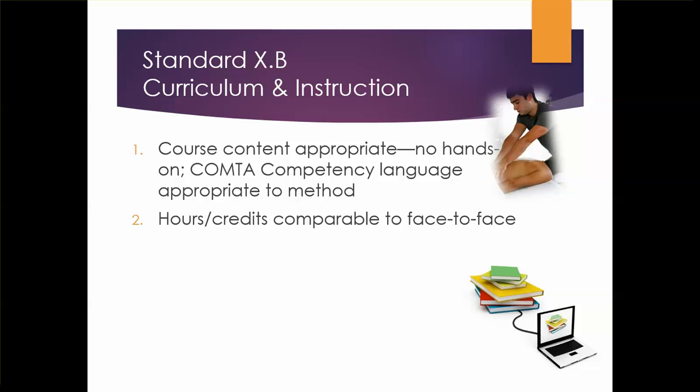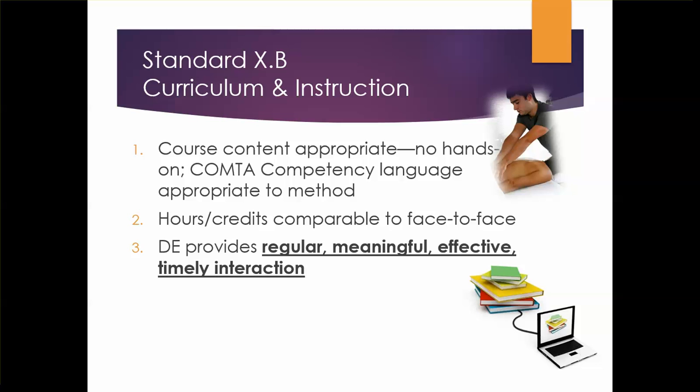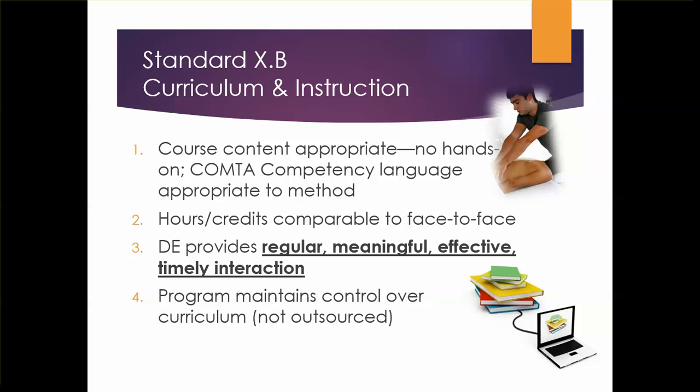The hours and credits that you assign to the online course or portion of the course should be comparable to the face-to-face time. And distance education absolutely must provide regular, meaningful, effective, timely interaction between students and faculty. This is one of the most important things that they'll be looking for. And the program must maintain some control over the curriculum. So if you're using a third party, it can't be completely outsourced. You do need to be able to adjust your curriculum just like you would adjust any other curriculum.